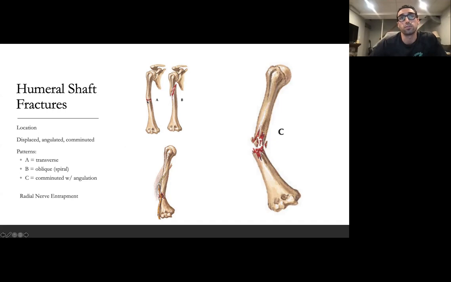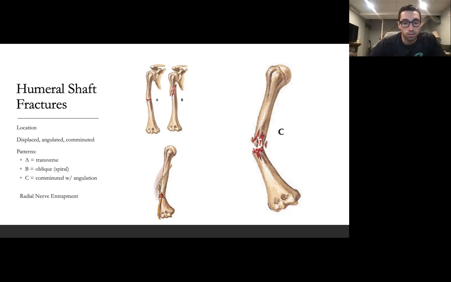So you have transverse fractures, which are A. You have oblique or spiral fractures, which is B. And you could have angulated or comminuted fractures with angulation, which are depicted in C. And again, like I mentioned before, radial nerve entrapment can be seen with distal humerus fractures.